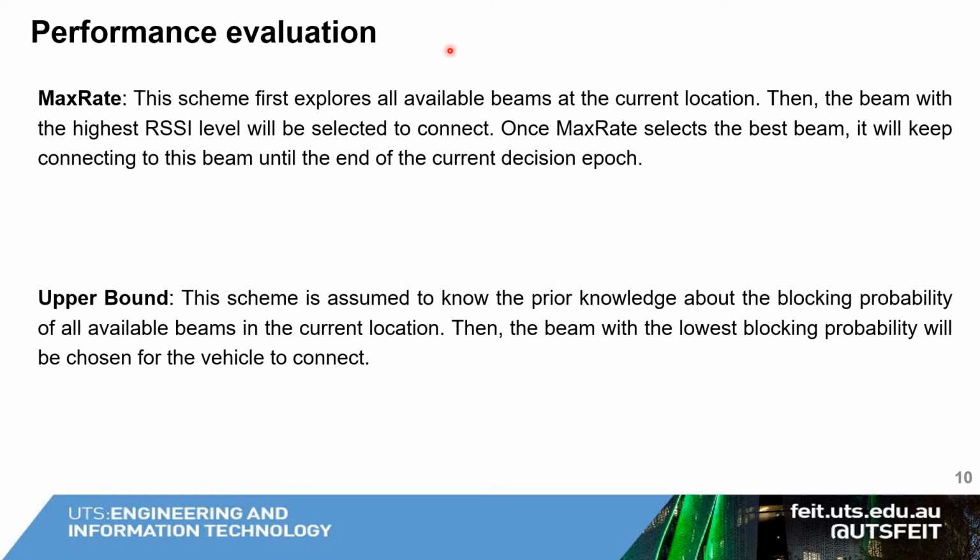As in mmWave systems, the channel quality is not stable, so the best beam at the current time may become worse at a later time. As a result, the performance of this solution may not be as good as our proposed solution. The second solution is the upper bound. This scheme is assumed to know the blocking probability of all available beams in the current location. Then the beam with the lowest blocking probability will be chosen for the vehicle to connect. This scheme is adopted to show the optimistic upper bound of the system performance.